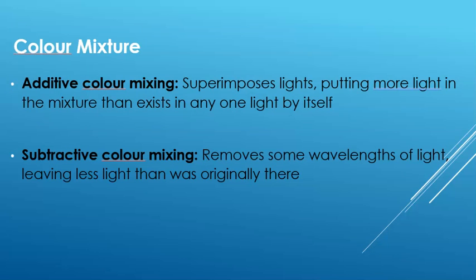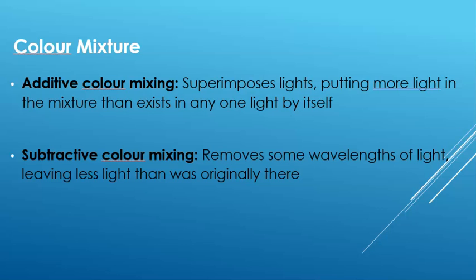Now, you can mix colors, of course. That's how we get different colors. So there's additive color mixing or subtractive color mixing. There's two different types of color mixing when we're talking about light. Additive color mixing superimposes lights, putting more light into the mixture than exists in any one light by itself. In other words, you're taking two lights of different wavelengths and overlapping them, and you will end up perceiving a color of like an additive wavelength.